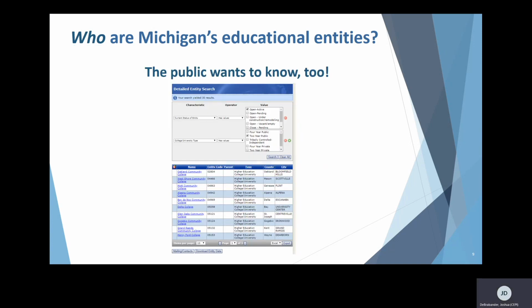The EEM differs from our other applications as it is the only public-facing application in CEPI. You do not need authorized access to search for the educational entities or the data housed within the EEM. For example, without a login, I could go to the EEM and pull up a list of all 2-year public colleges within the state. I could also pull up a list of every college and university, find the locations of the institutions, and the general contact information for them as well.